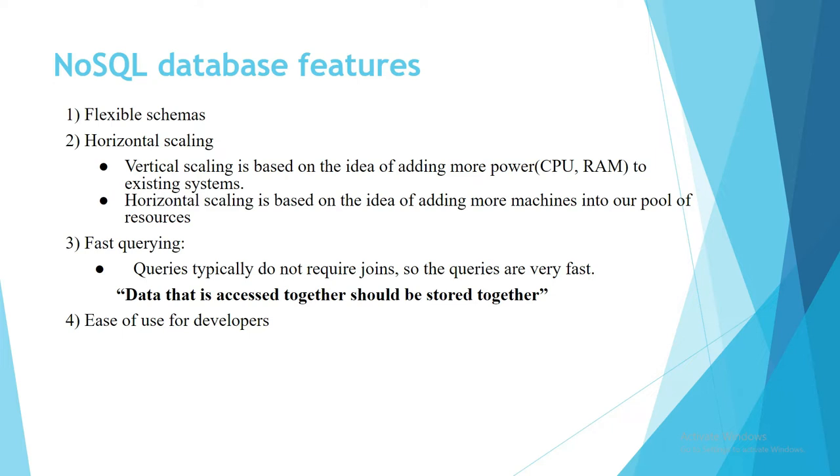Here they are using a thumb rule: data that is accessed together should be stored together. Whatever data the user is expecting from the database should be stored together, so that we don't need to use joins, and it won't take much time to get that data. This is how we achieve the feature of fast querying. And it is easy for developers if it has horizontal scaling and flexible schemas.